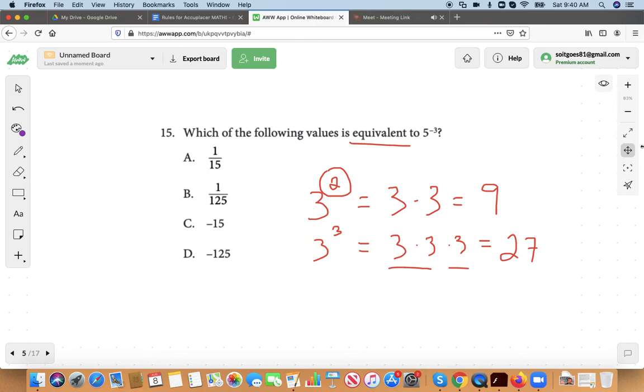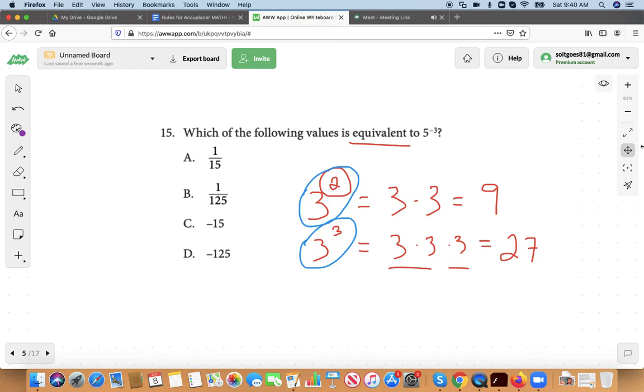Okay, good. A lot of students who aren't super familiar with exponents look at 3 to the power of 2 and think, oh, that's just 3 times 2. That's not what it means. It means 3 multiplied by itself twice. And 3 to the power of 3 means 3 multiplied by itself 3 times. If you understand what exponents mean, it's much easier to solve than just trying to memorize it. Does that make sense?